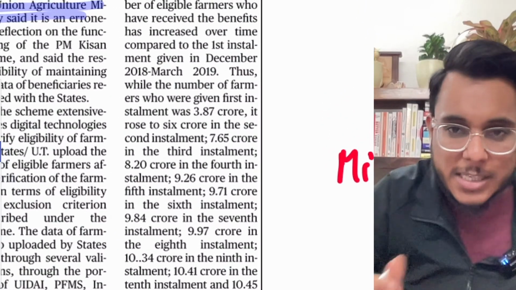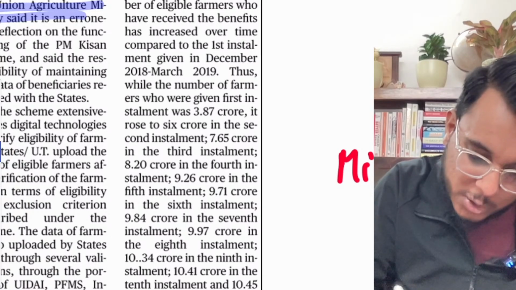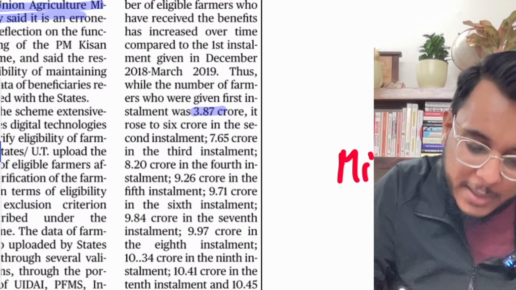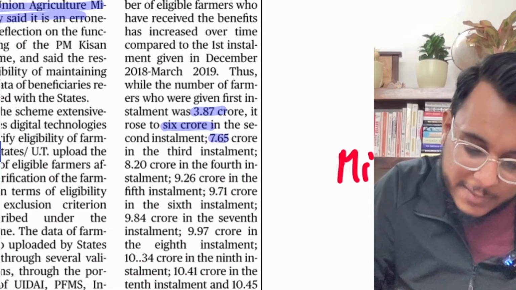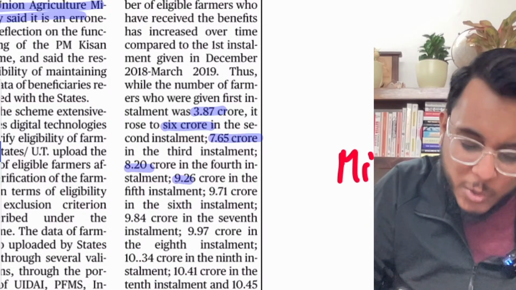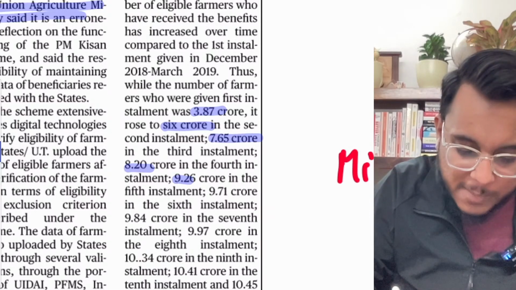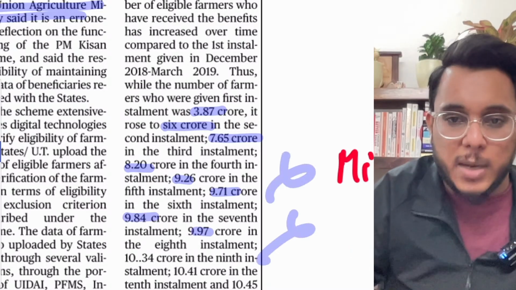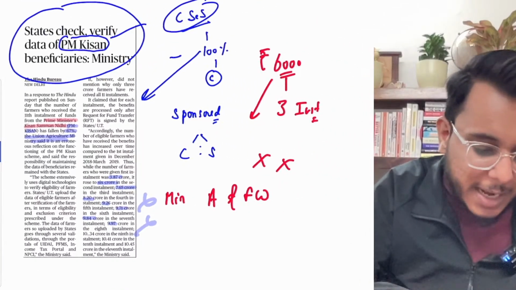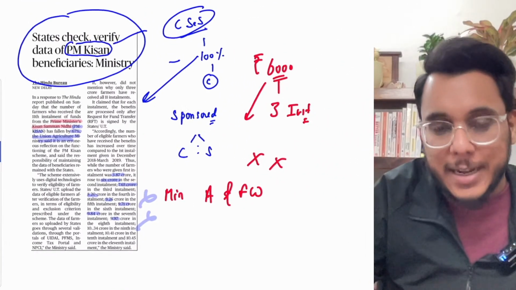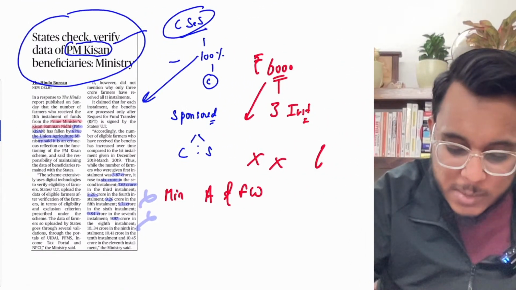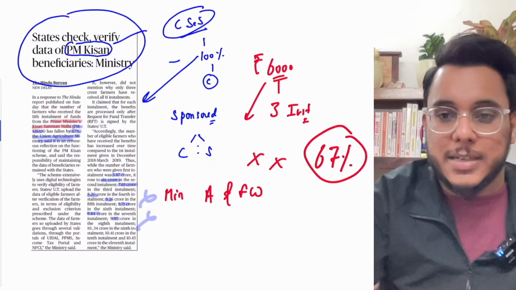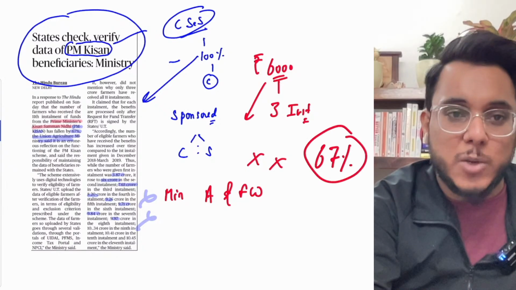So here some data has been given that first there were 3.87 crore farmers, it increased to 6 crore, then 7.65 crore, 8.20 crore. These numbers have been given as 9.26, 9.71, 9.84. Fine, you don't need to remember these numbers. The point is that actually, in the last 2 years, more farmers were getting the money, but now the disbursements have reduced by 67%. This was a report that was brought into the newspaper.